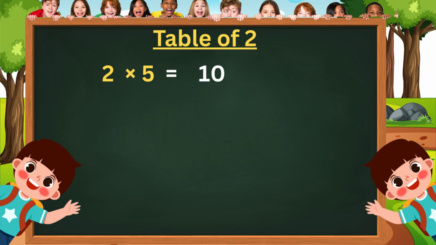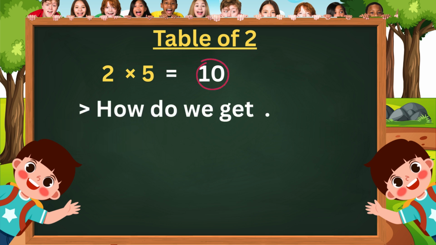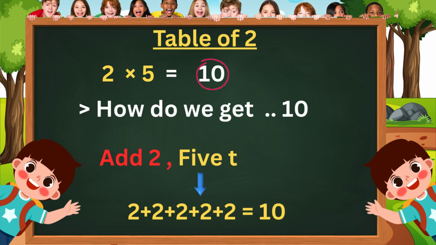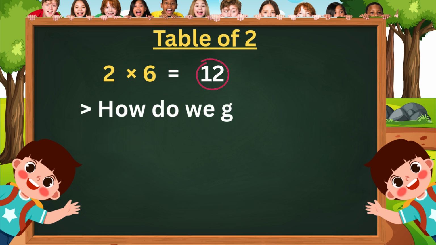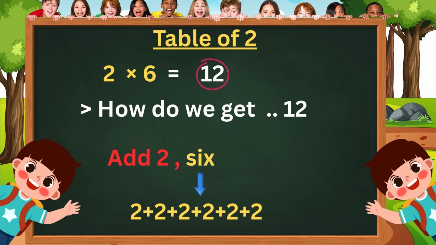2 fives are 10. How do we get 10? Add 2 5 times is equal to 10. 2 sixes are 12. How do we get 12? Add 2 6 times is equal to 12.